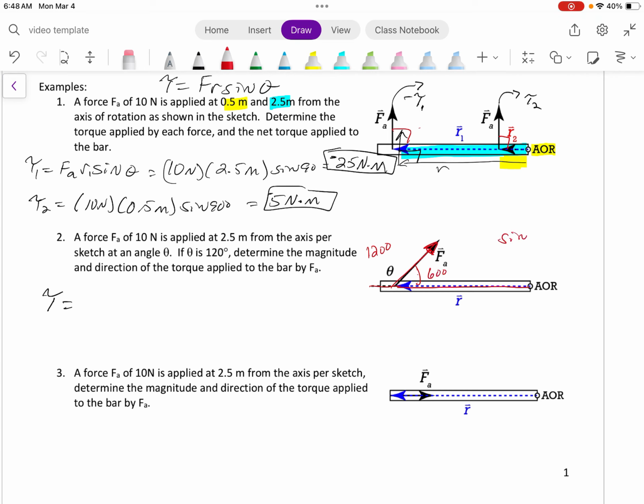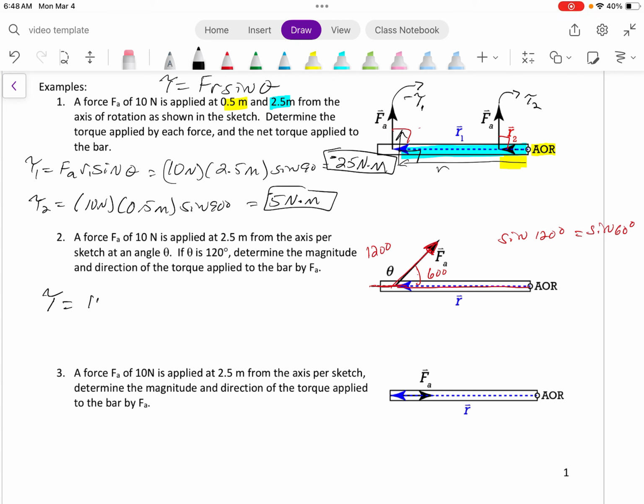Well, sine of 120 degrees is equal to the sine of 60 degrees. I believe those are called supplementary angles. So it really doesn't matter as long as it is one of the angles between the R vector and the force applied vector. So you don't have to stress too much about that.